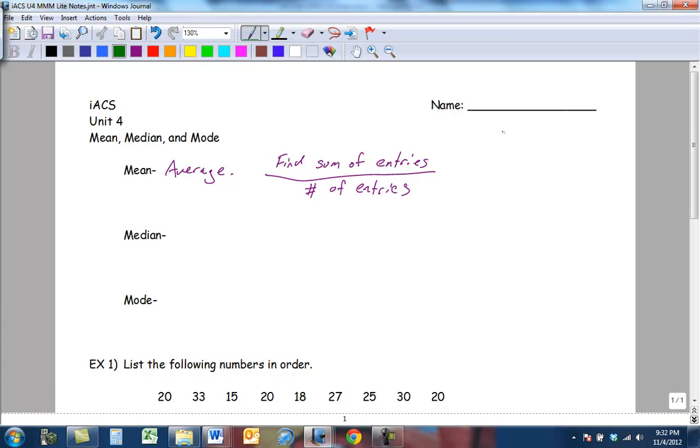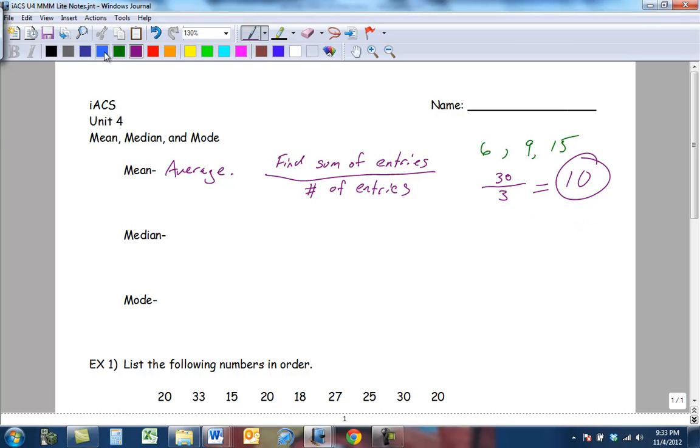So for example, suppose we had the numbers 6, 9, and 15. Well, what we would do is we would add these up. 6 plus 9 is 15, plus 15 is 30. That's the sum over the number of entries. Now there's 1, 2, 3 different entries here, so it's 30 divided by 3, which would be 10. The average of 6, 9, and 15 is 10.